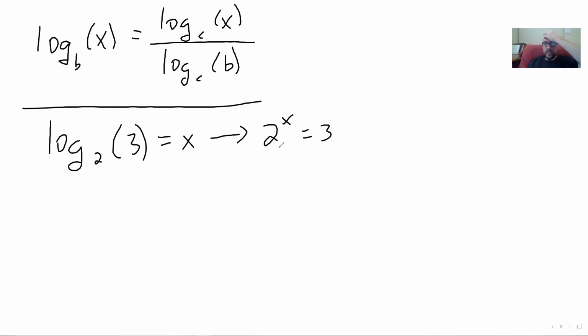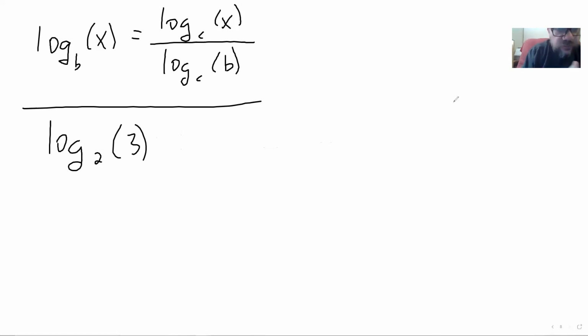Or we can change bases. So let me show you how to change bases. So here's the way I remember this. I'm going to get rid of this stuff. I want to change this base to something that I can put directly into my calculator, which is to say log base 10 or natural log base e. Now I've been using natural log the whole time. I'll go ahead and use log base 10 this time. Why not? It makes literally no difference.